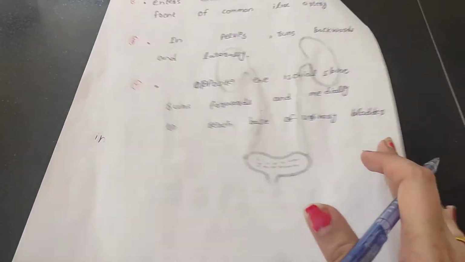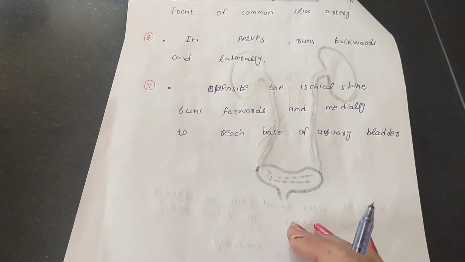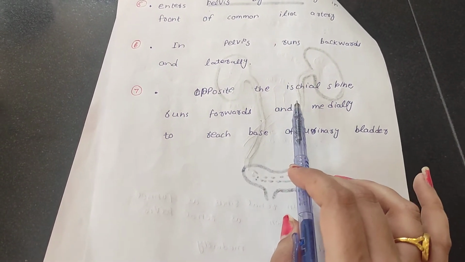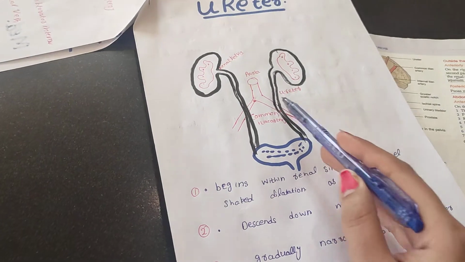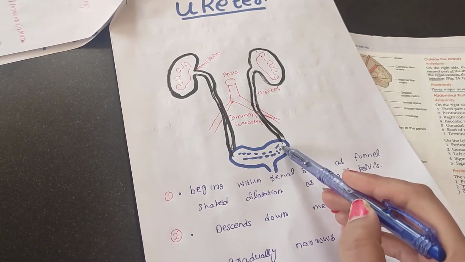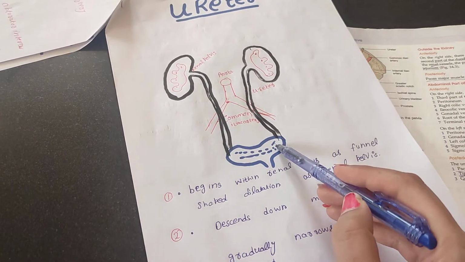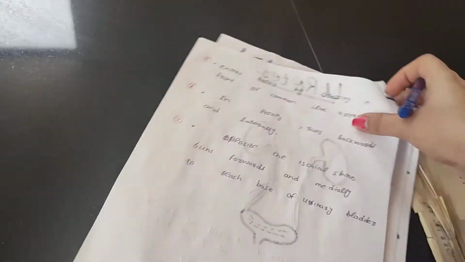Opposite the ischial spine, you know the ischial spine, you have studied it in the hip bone in first year. So opposite the ischial spine, it runs forwards and medially to reach the base of the urinary bladder. So medially, then it becomes lateral in the pelvic part, and when it reaches the base of the bladder, it again turns medially, right? This is the whole course of the ureter.